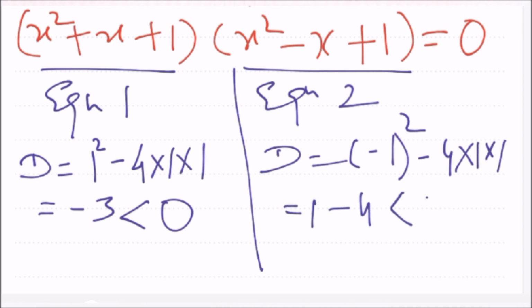So in both the cases, what we observe here is discriminant is less than 0. So if it is less than 0, we get no real roots.